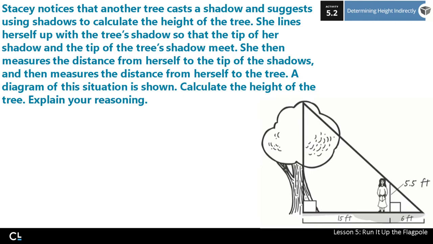Next up, we have another word problem, a little bit of a different situation, but it's gonna come out to be kind of the same. So it says Stacy notices that another tree casts a shadow and suggests using the shadows to calculate the height of the tree. She lines herself up with the tree's shadow so that the tip of her shadow and the tip of the tree's shadow meet. She then measures the distance from herself to the tip of the shadows, and then measures the distance from herself to the tree. A diagram of the situation is shown. Calculate the height of the tree. Explain your reasoning.